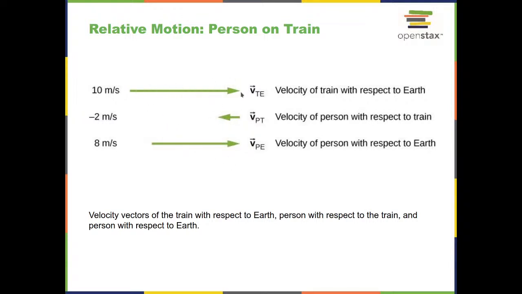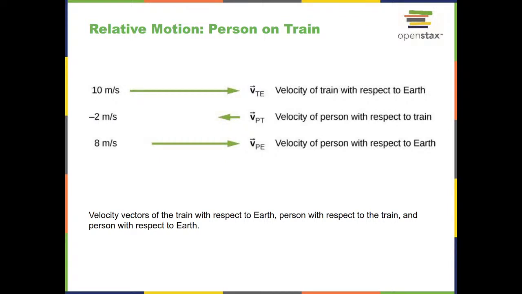So the sum of those two vectors, the velocity TE and the velocity PT, of course we do PT plus TE as described here. That gives us the velocity of the person with respect to the Earth, and that's going to be 8 meters per second in this direction. So the two reference frames that we have here, the reference frame of the Earth and the reference frame of the train, give us a different velocity. The relative velocity is different.